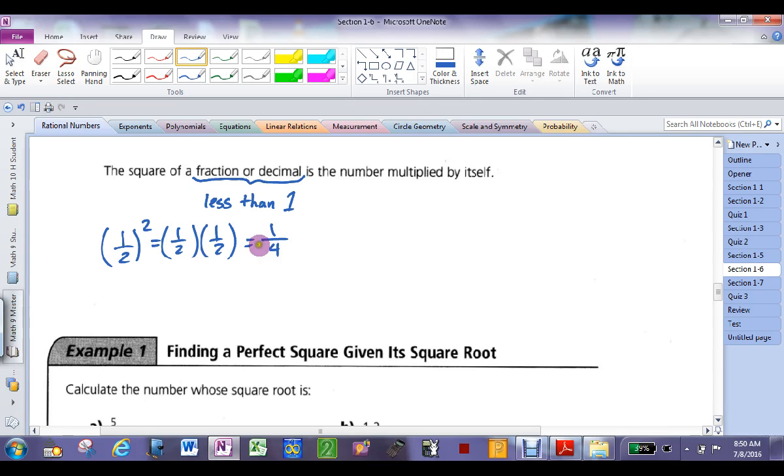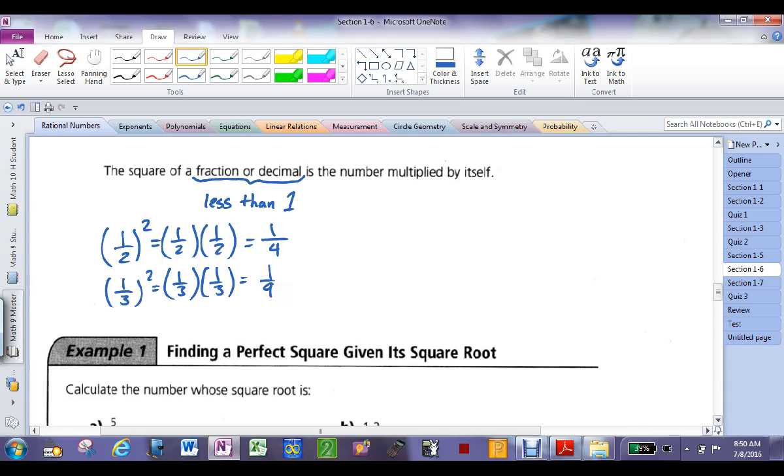Only with these. Only when it's a fraction. Once you're greater than 1, the numbers get bigger. Cool? So what would 1/3 squared be? Yep, 1/3 times 1/3, which is 1/9. So we've covered fractions. Are we cool?